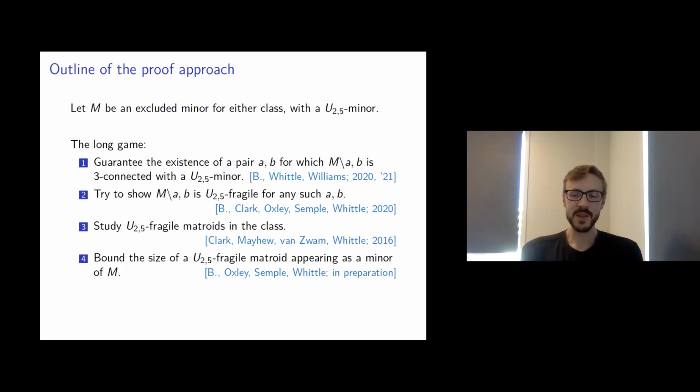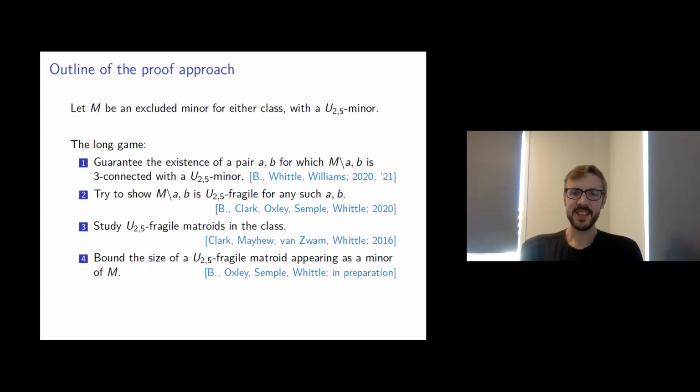So first of all, it's useful to have this connectivity result where we can ensure the existence of a pair of elements that keeps both free connectivity and a minor. So this is this work on detachable pairs that I did with Jeff and Alan.